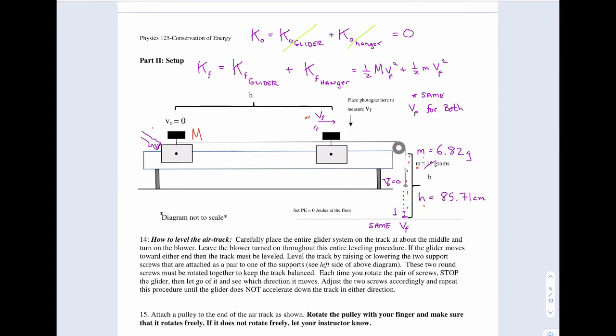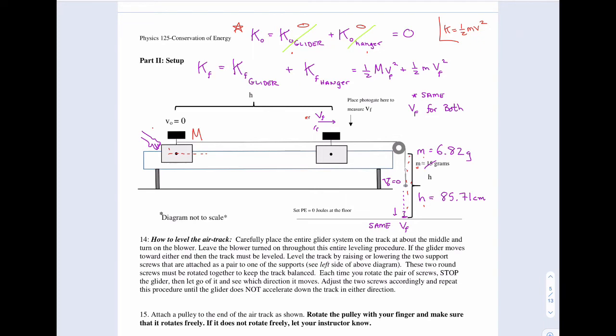So for the initial picture, remember, the glider's potential energy doesn't change because it's not going up and it's not going down. So the initial kinetic energy is initial kinetic energy for the glider plus initial kinetic energy for the hanger. Remember, kinetic energy is 1/2 mv squared. Initially, the glider's not moving and the little hanging mass isn't moving, so that's why these kinetic energies are 0.